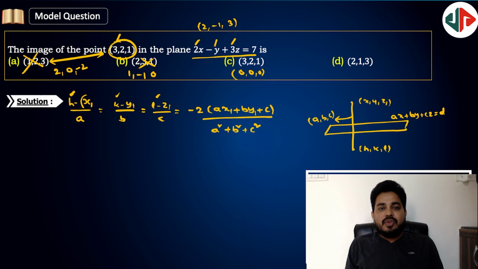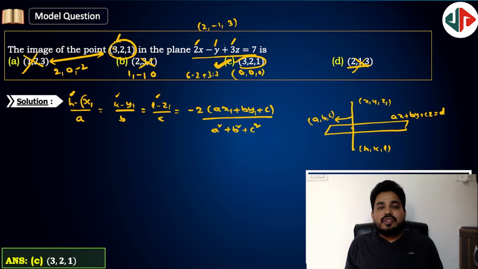Okay. So, one important thing you need to check is if this point lies on the plane, the point itself is going to come as the answer. Just check it out. 6 minus 2, 6 minus 2 plus 3. Is it equal to 7? Yes. So, because this point lies on the plane, this is going to be the answer. So, this is not the answer. So, the answer for this question is this.